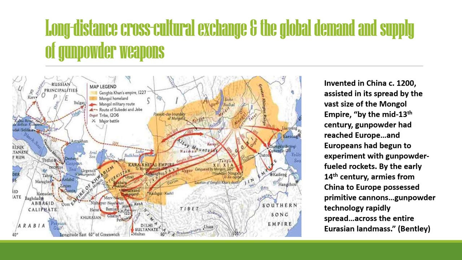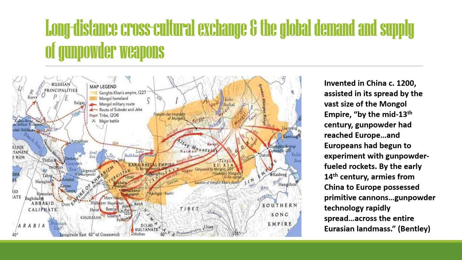Guns, gunpowder weapons of various sorts were invented in China around 1200, assisted in its spread, the technology itself, by the vast size of the Mongol Empire. We already mentioned this when we talked about the Mongols in greater detail, in one full unit. But the fact that the Mongol Empire at one point anyway was so widespread, it in itself facilitated trade and connections between East and West. Not that that was the goal of the Mongols, but it worked out that way, in one of the many important unintended consequences in history.